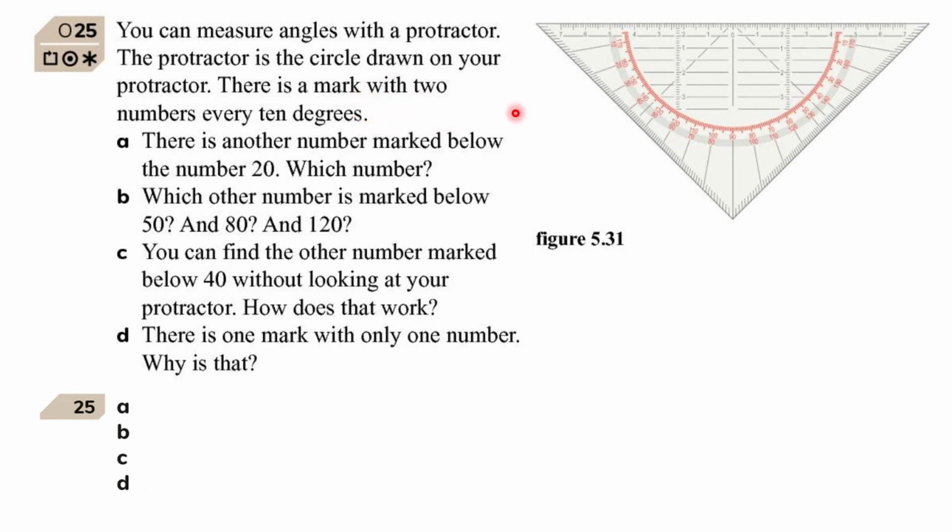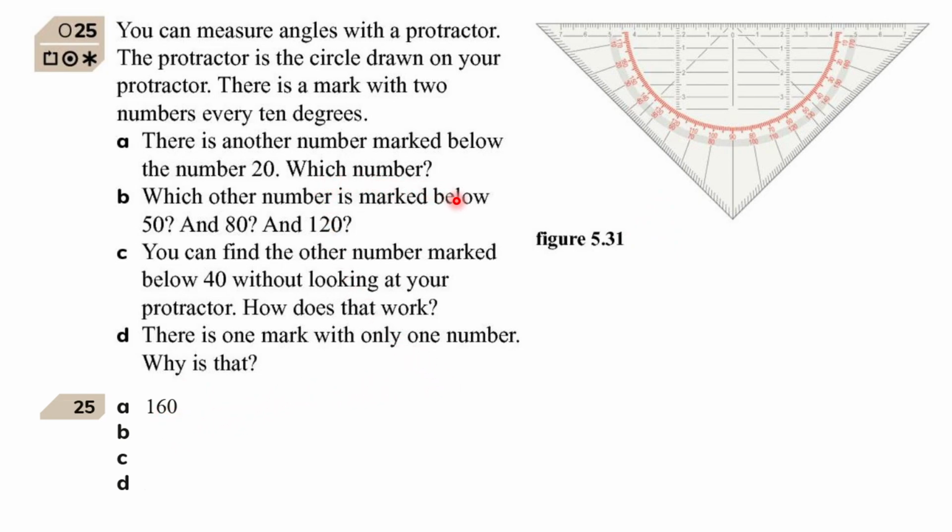There is a mark with two numbers every 10 degrees: 10, 20, 30, 40, 50, 60, etc. There is a number marked below the number 20. Which number? Well, hopefully you also have your protractor in front of you right now, then you can check it with yours. If you take a look at this one right here, you will see that the other number that is right there is the number 160.